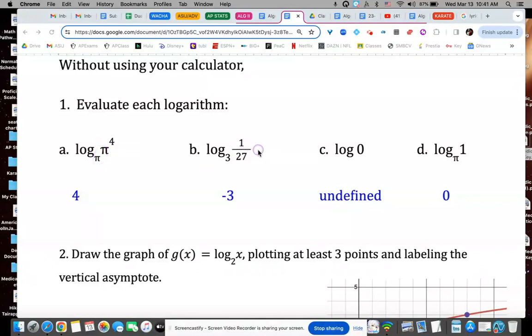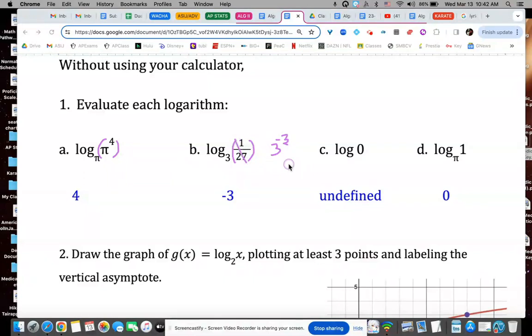This one, same thing, but I have to do a little work to finagle this part of it first. And by the way, this really is in parentheses like this. Technically speaking, it's the log of this whole thing. A lot of times we leave it off, even though it really is there. I have to finagle the 1 over 27 on this part B. So 27 is the same as 3 to the negative third power. That's what we have to realize.